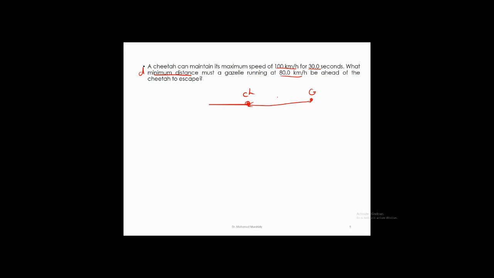We can solve this problem in many different ways. I will choose one of them, and you will find that yes, it looks easy. First, I will calculate the distance traveled by the cheetah in 30 seconds. D of the cheetah in 30 seconds. How much is it? It's 100.